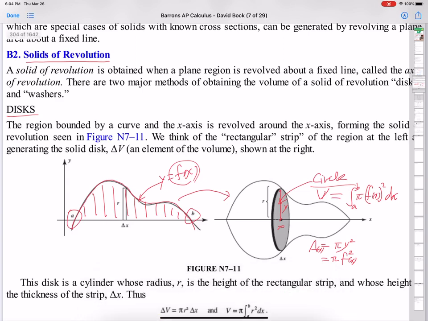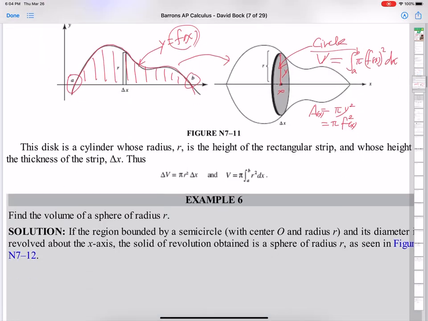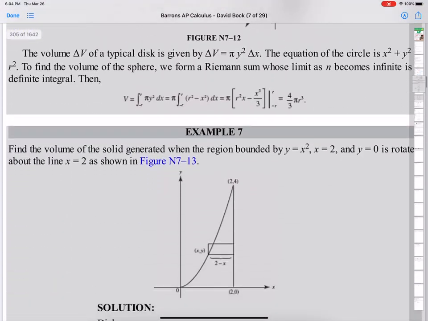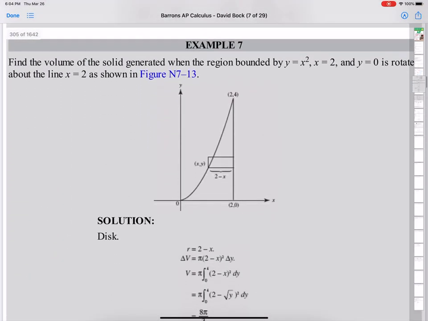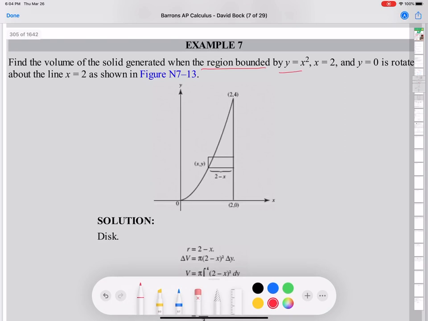I'll solve one example problem about the disc method, and then I'll keep going and explain the washer method. Okay, let's go to an example of the disc method. Example 7: find the volume of the solid generated when the region bounded by y equals x squared, x equals 2, y equals 0 is rotated about the line x equals 2.